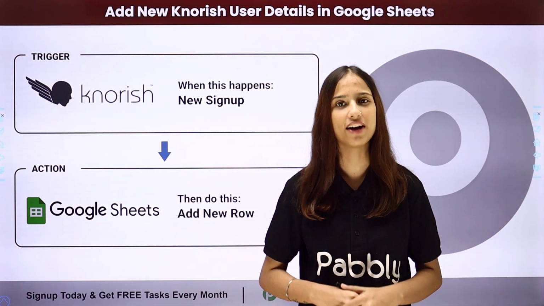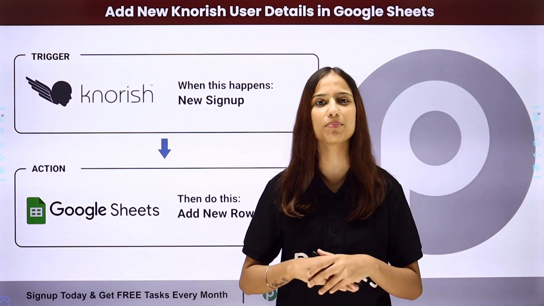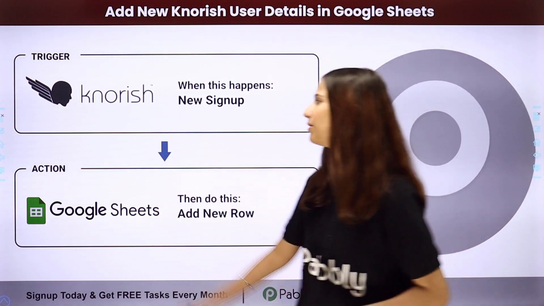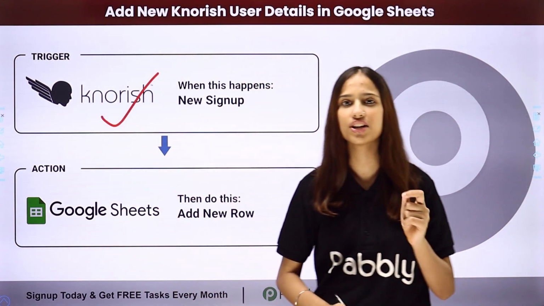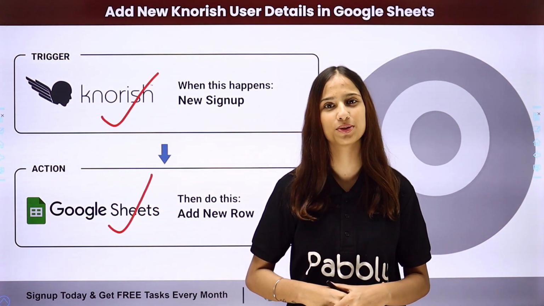So now to do this, you have to build an integration between these two applications, for which you can use this amazing integration and automation software, that is Pabbly Connect. So here your trigger application will be Knorish and your action application will be Google Sheets. So to learn more about this integration, follow me through the screen.